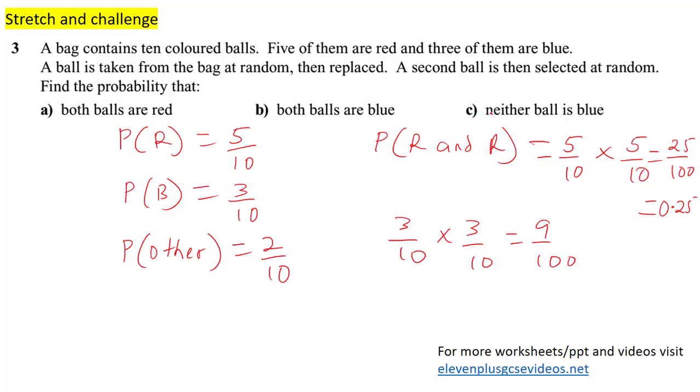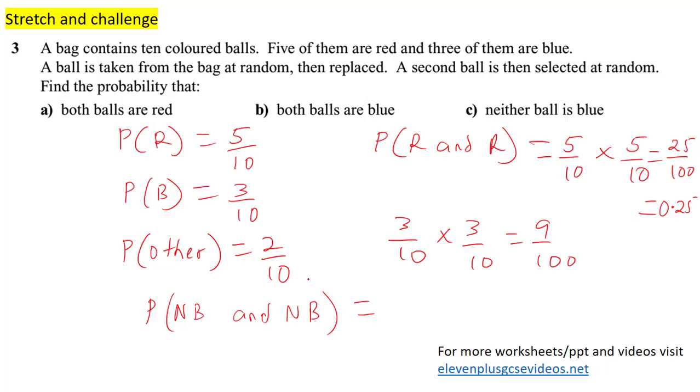Now, see that neither ball is blue. Now, which means that we're going to just find out the chance that the first ball is not blue. So let's say not blue. And the second one is not blue again. So that's how you can set it up. Yeah, so the first one is not blue. And the second is also not blue. Now, not blue means that the ball you've picked could be red or it could be other.